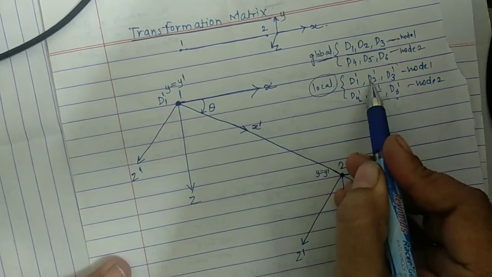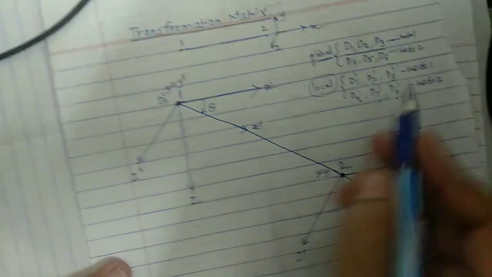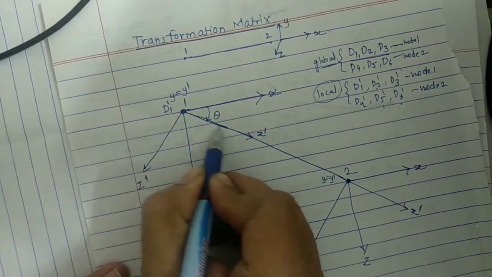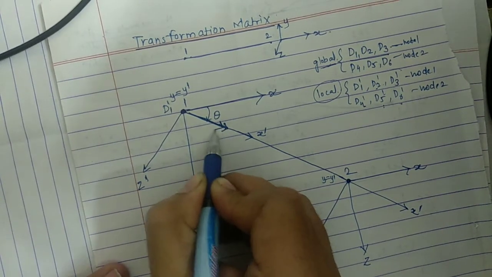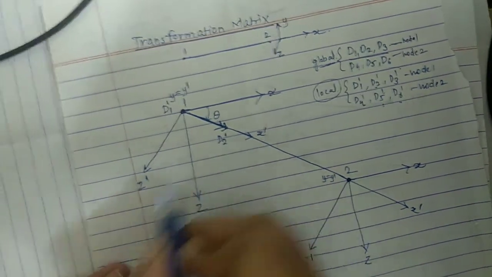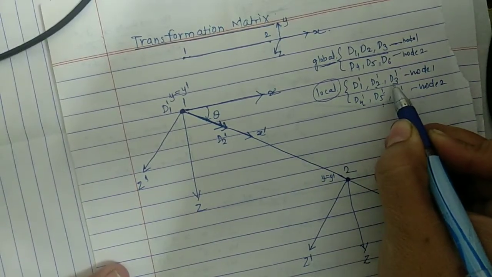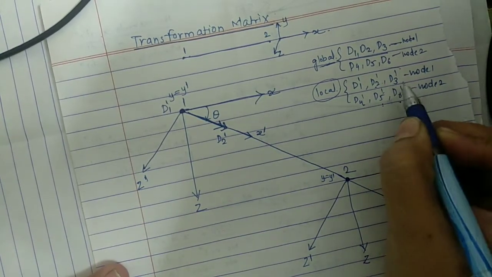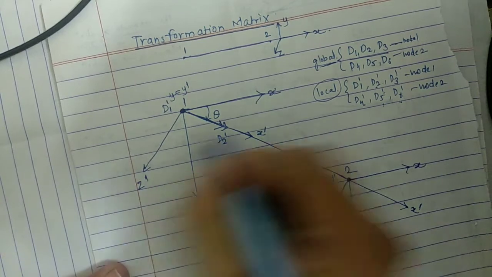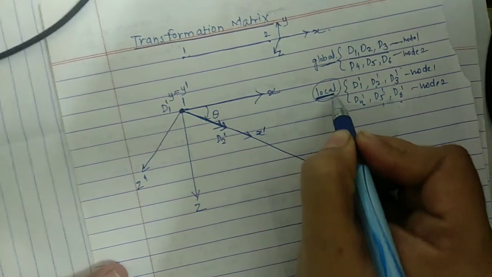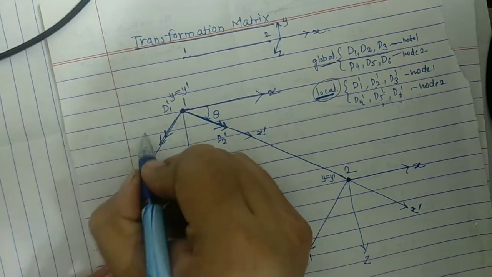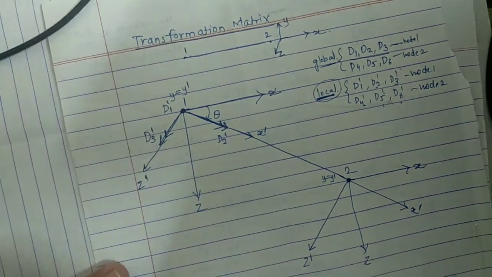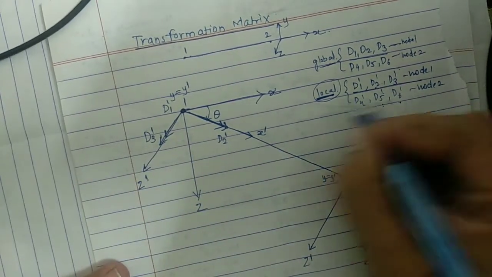Now D2 dash, rotation in x direction. So rotation in x direction is referred to with this double headed arrow, D2 dash. And D3 dash, rotation in z direction. So in z direction, local, we are mentioning in local, so here with a double headed arrow, this D3 dash. Okay, node 1 local covered.